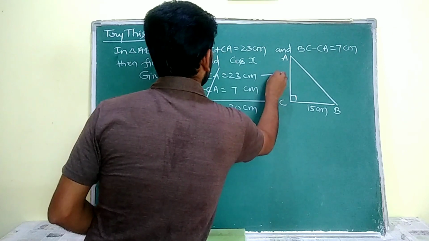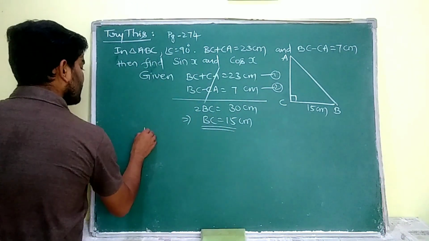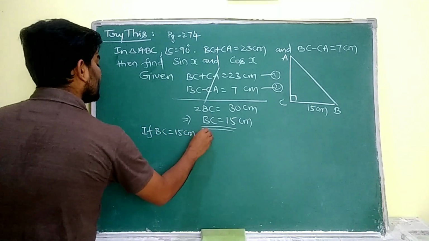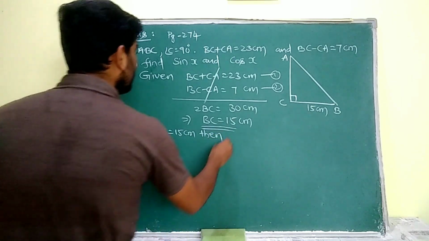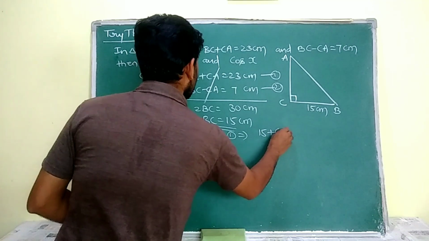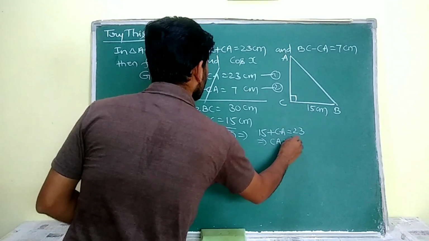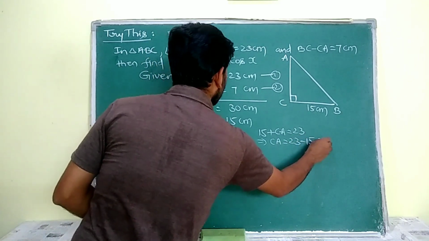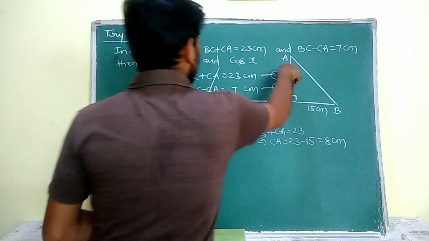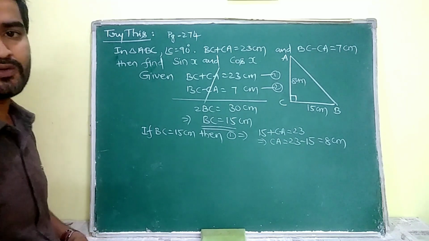Okay. Now let the given two values be equation 1 and equation 2. Now if BC is equal to 15 centimeters, then equation 1 is 15 plus CA is equal to 23 ma. That implies CA is equal to 23 minus 15, that is equal to 8 centimeters. See ma, this CA means 8 centimeters we obtained. 8 and 15 we obtained as the two sides.